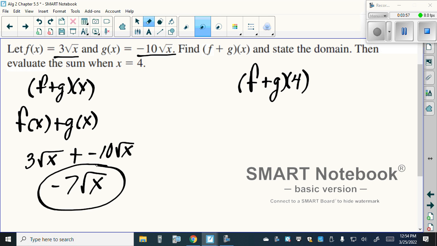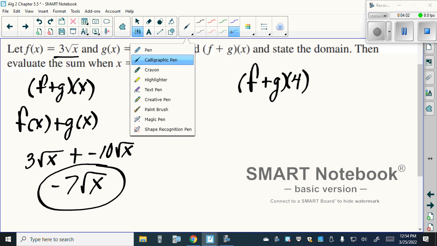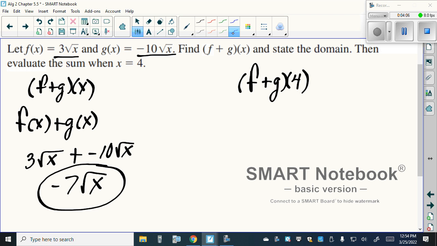So to evaluate it for when x is 4, well, we know what the function f plus g of x is. It's our negative 7 times square root of x. So if I want to evaluate this function when x is 4, well, we can replace x with 4. So we'd have negative 7 times square root of 4.